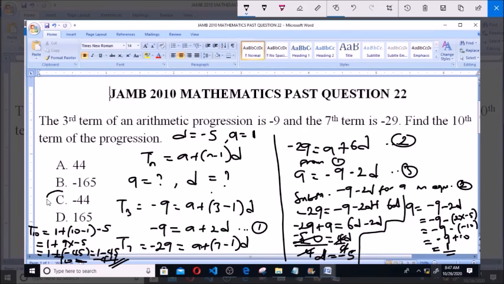So you can see what I did. I found my D, the common difference, found the first term, then used it to find the T10, which is minus 44, and that is option C.